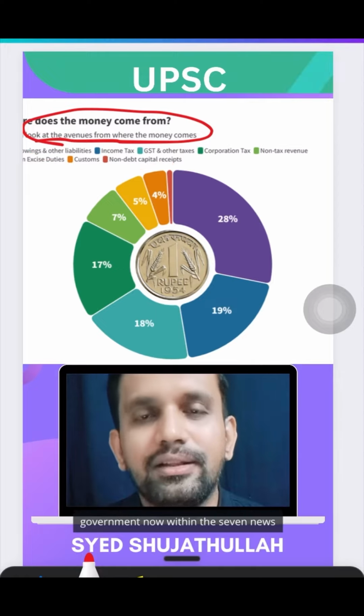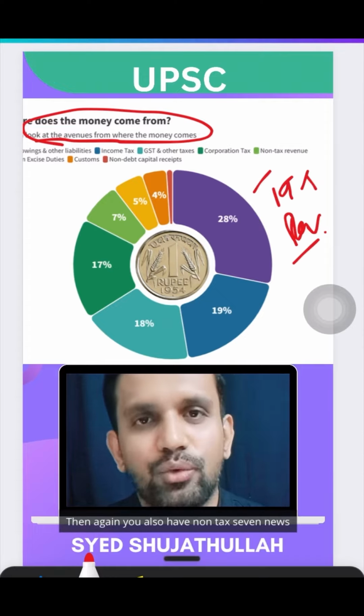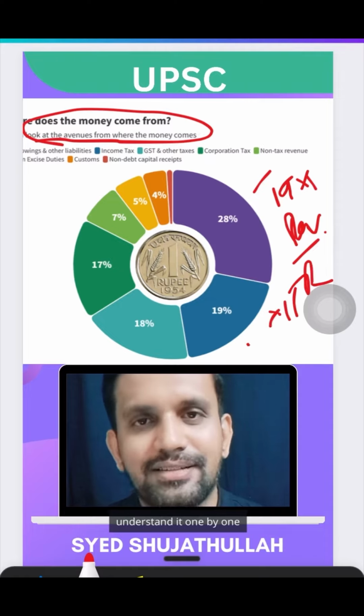Now within the tax revenues, you know that direct taxes, indirect taxes are there. Then again you also have non-tax revenues. Then you also have capital receipts. So let us understand it one by one.